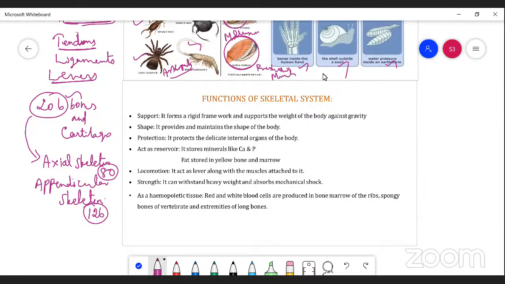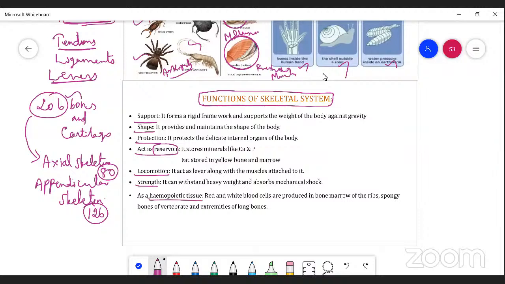Next, we are going to see the function of the skeletal system. What is the skeletal system? The skeletal system is constituted by a framework of bones and cartilages. So what are the functions that take place by the skeletal system in our body? First, it gives support. Second, the skeletal system gives shape to the body. Next, it gives protection to our body. It also acts like a reservoir. Next, it is helpful for locomotion. It gives strength to the body, and it acts like a hemopoietic tissue.